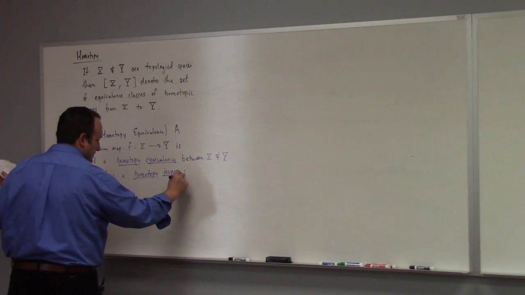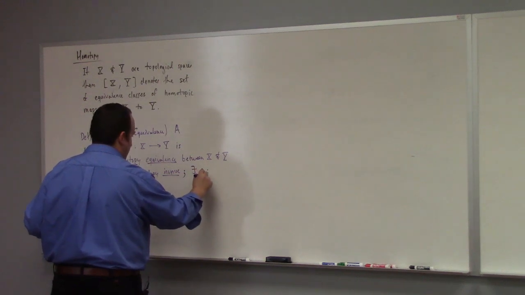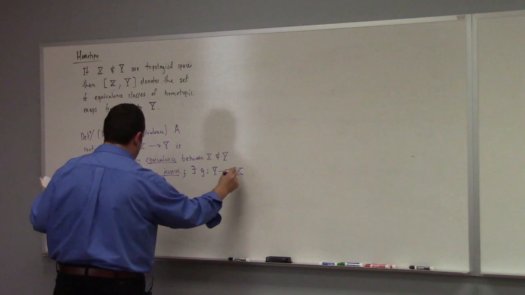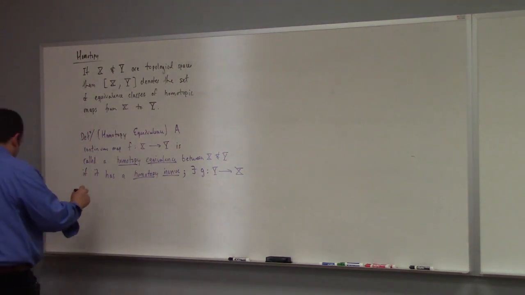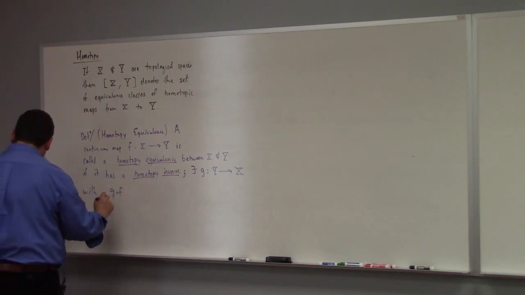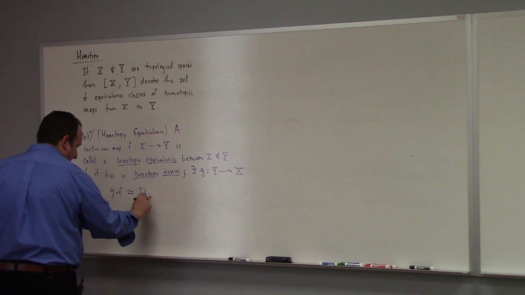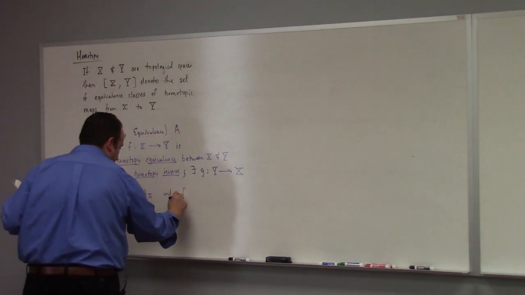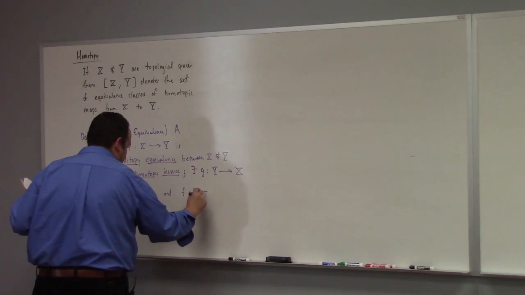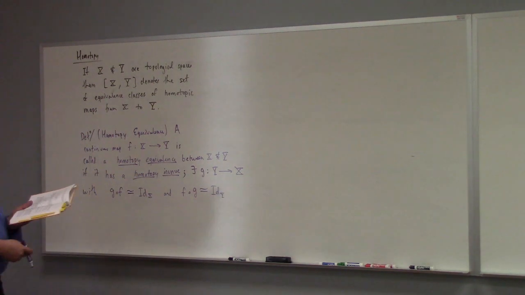Well, what that means is that there exists another continuous map, g, from Y to X, with g composed with f not equal to the identity on X, but homotopic to the identity map on X, and f composed with g not equal to the identity necessarily on Y, but homotopic to the identity on Y. So it has an inverse. Basically, it's an invertible map up to homotopy. This is a homotopy inverse.